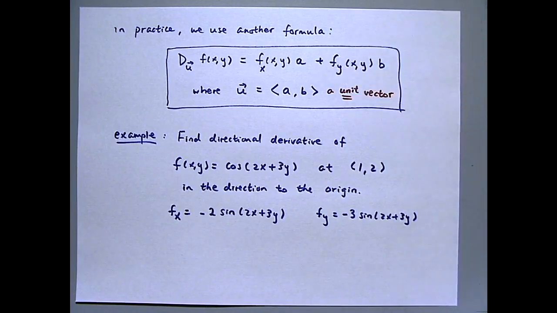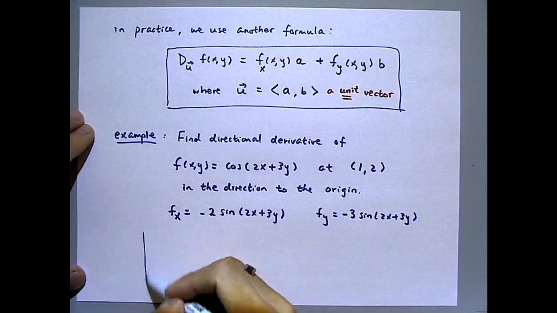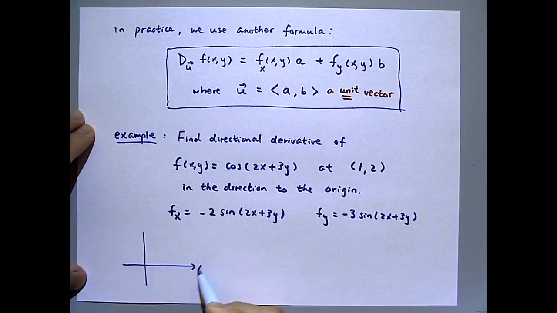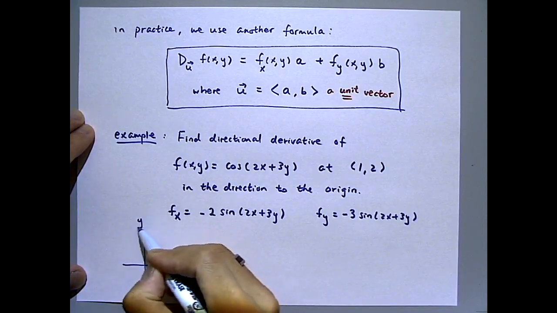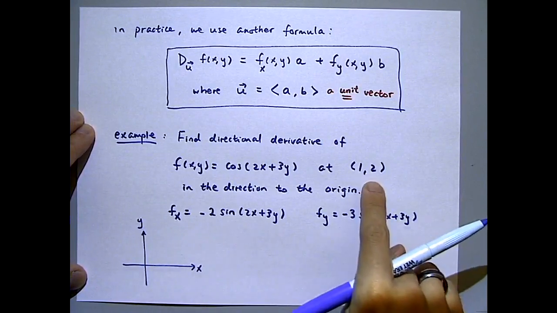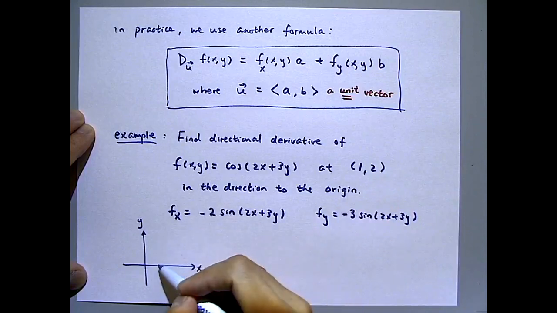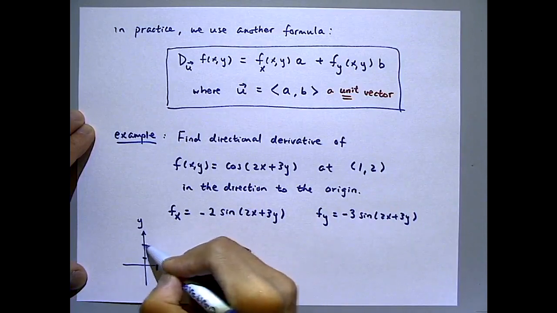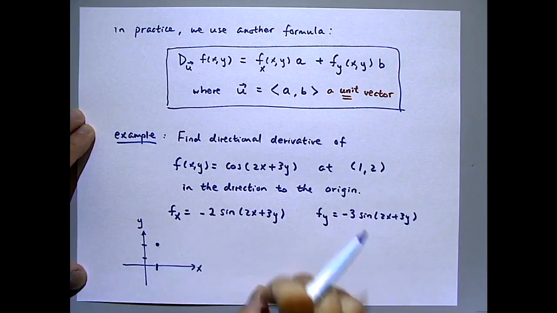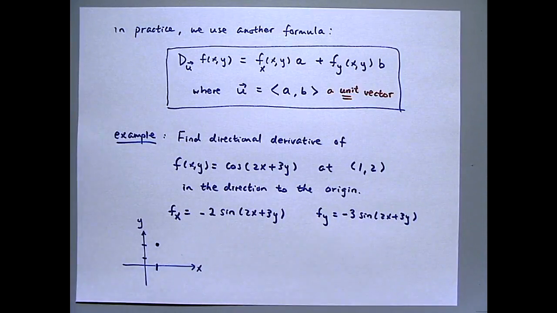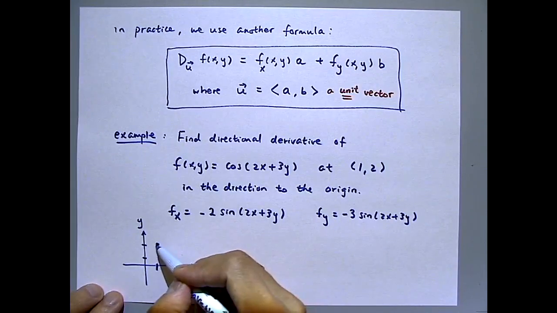Now we need a direction given by a unit vector. So let's see what we're doing here. We want to know what happens when we move from 1, 2 back to the origin, in the direction of the origin. So here's where we are. We're starting at this point. And I want to go in this direction.